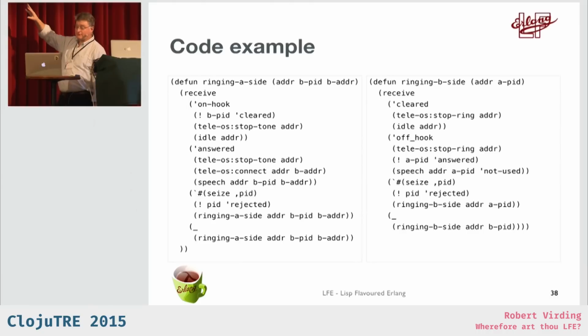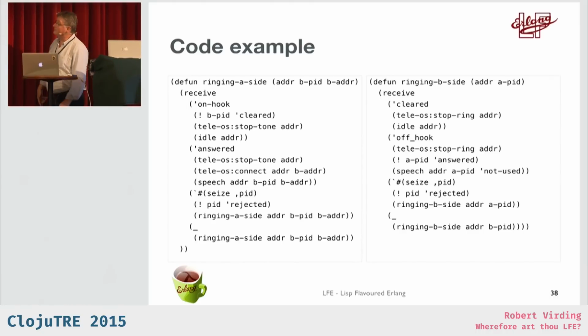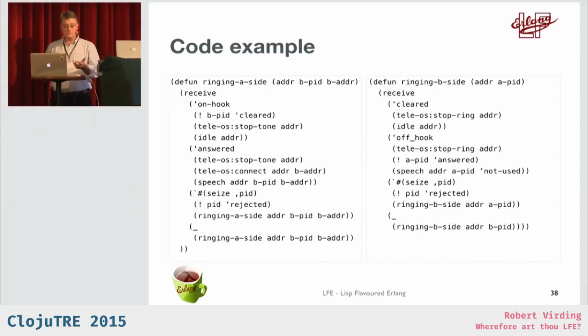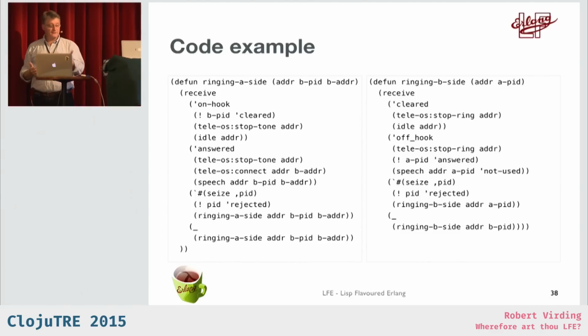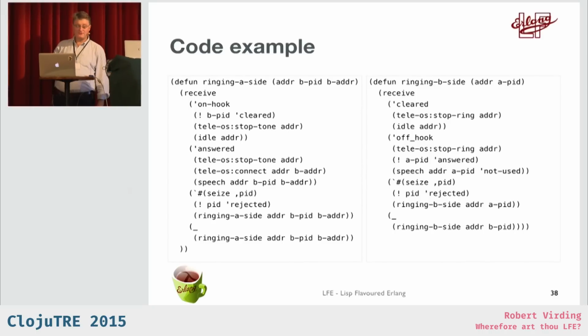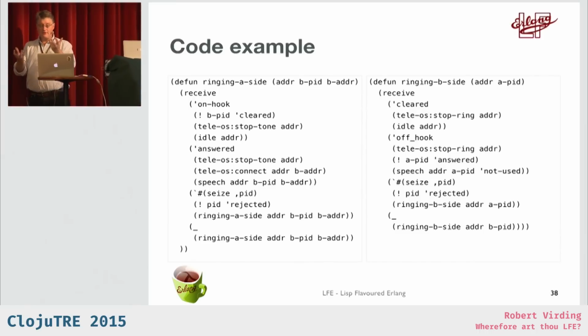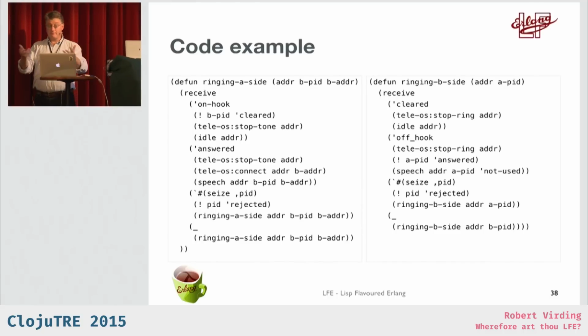So here we've got typical Erlang style of programming, which has now become LFE style as well. This is the code for two processes in the midst of making a call. We've got the ringing A side and the ringing B side. The A side is the person who lifts the receiver and clicks in the number. So now the phone is ringing. The A side hears the tone in the receiver, and on the B side you hear the phone ring. There's one process for the A side and one process for the B side. There are actually more processes around this managing all these things.